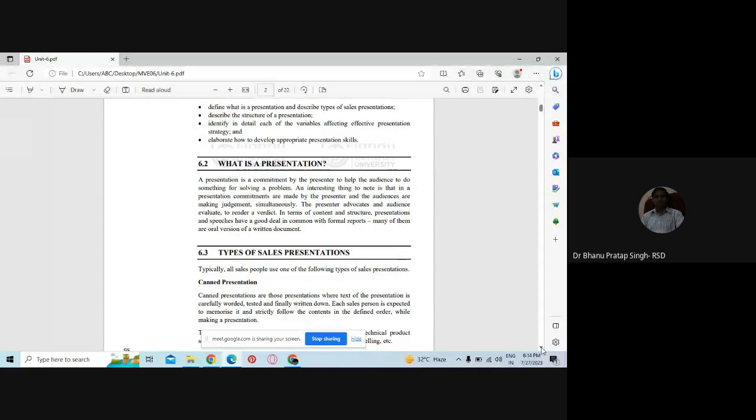Presenter advocates and audience evaluate to render a verdict in terms of content and structures. Presentations and speech have a good deal in common with formal reports. Many of them are oral or many of them are in written documents. So, as I said, the presentation may be the blended mode of oral as well as written, or it may be oral only or it may be written only.